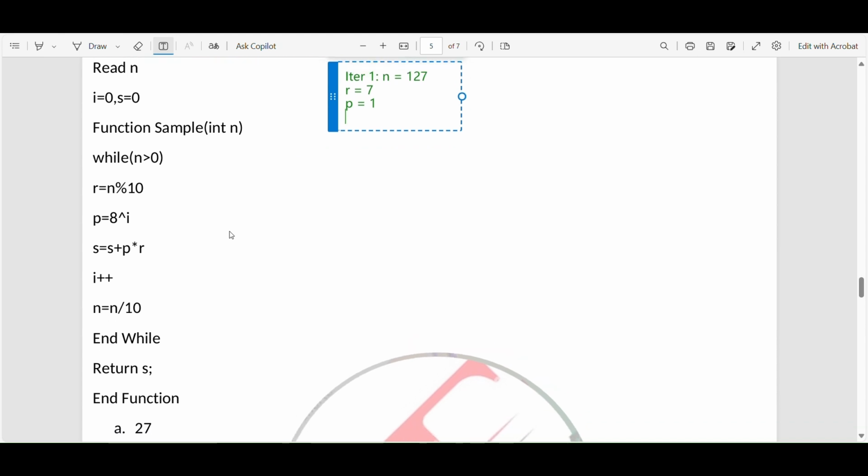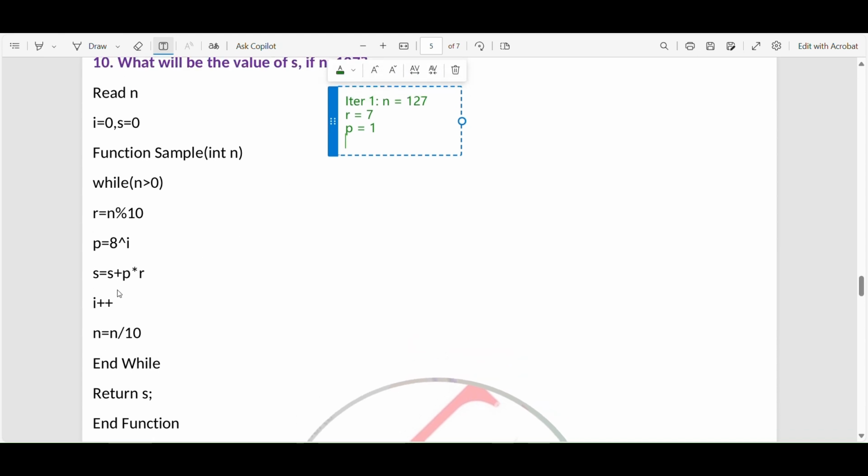And after that we are having s value. So s equals s plus, what is that s value? It is 0. So p into r. What is p and r? P is 1 and R is 7. So 1 into 7 is 7 itself.